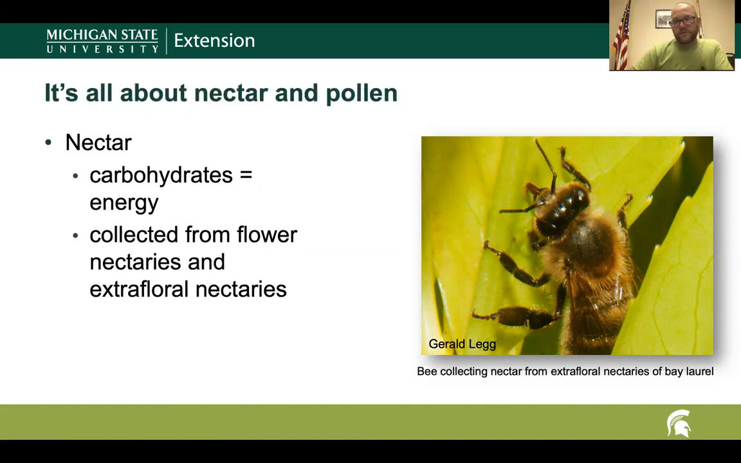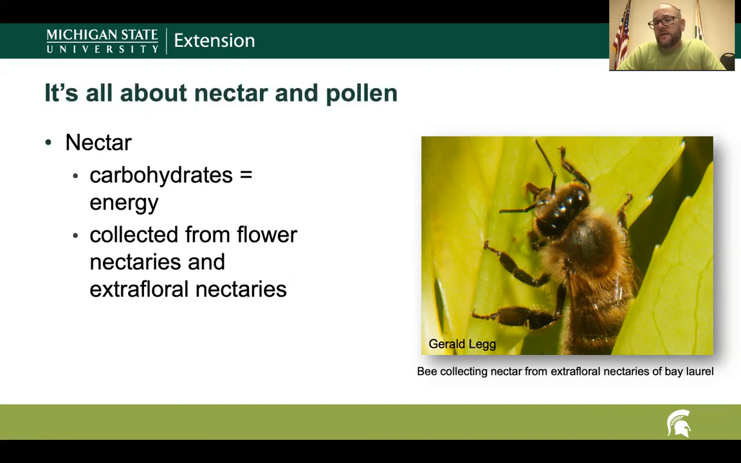Now, extra floral nectaries are a little bit different. This is a picture right here of a bee collecting nectar from an extra floral nectary on bay laurel. Extra floral nectaries are essentially little holes that are open, usually on the veins of leaves, sometimes on stems, that open up to the vascular tissue of the plant, the phloem, where the sugars are being transported in the plant. The phloem is basically like a tube transporting sugars up and down the plant as the plant is growing. And these extra floral nectaries are just a spot where, like you see, this bee is able to feed on them.